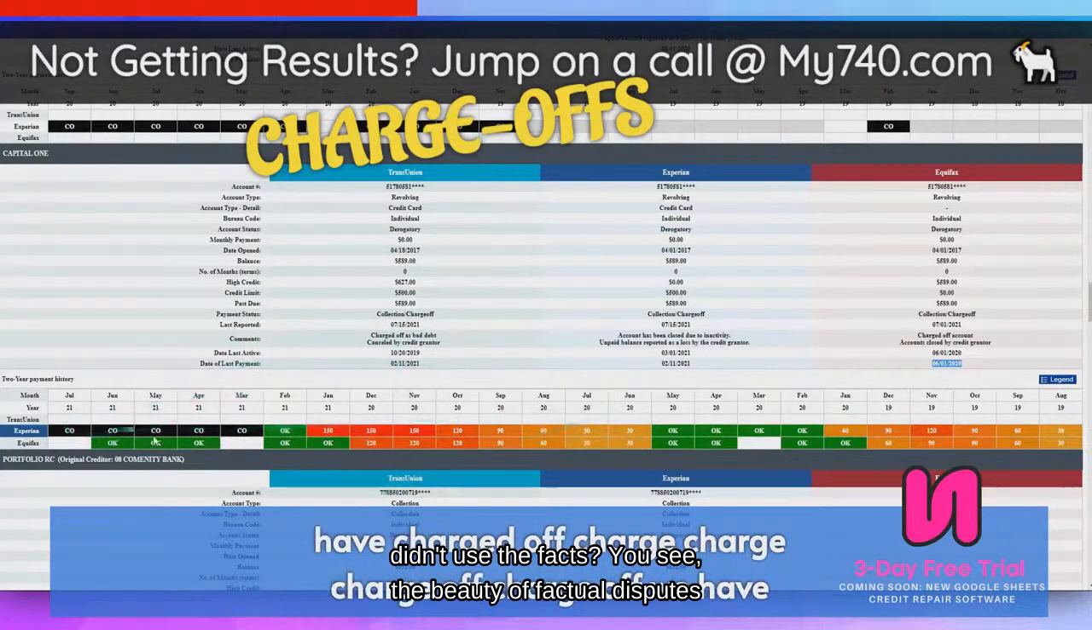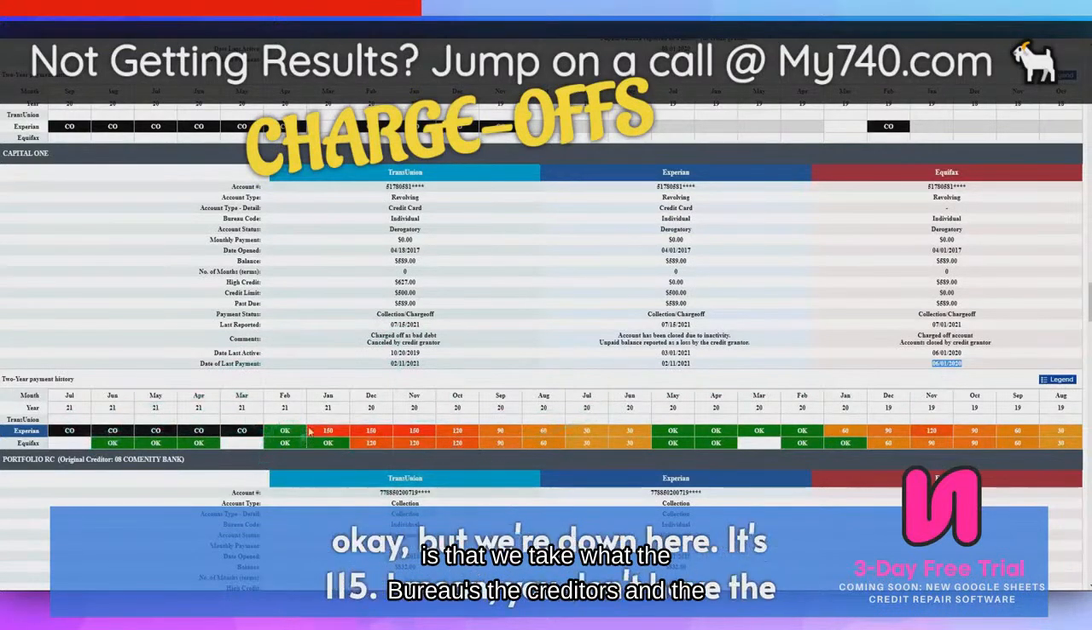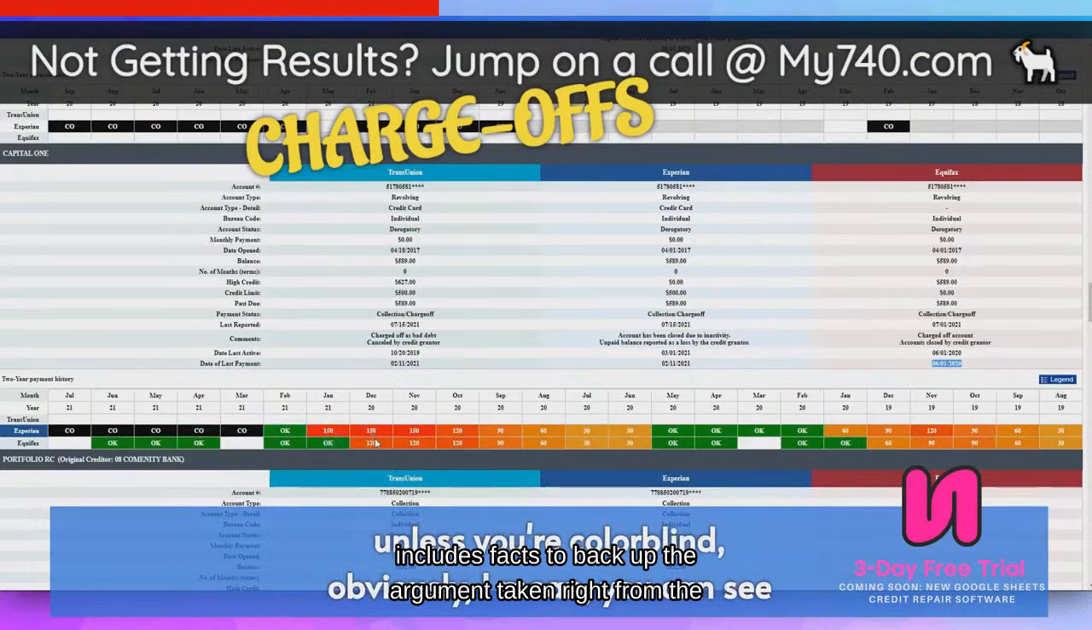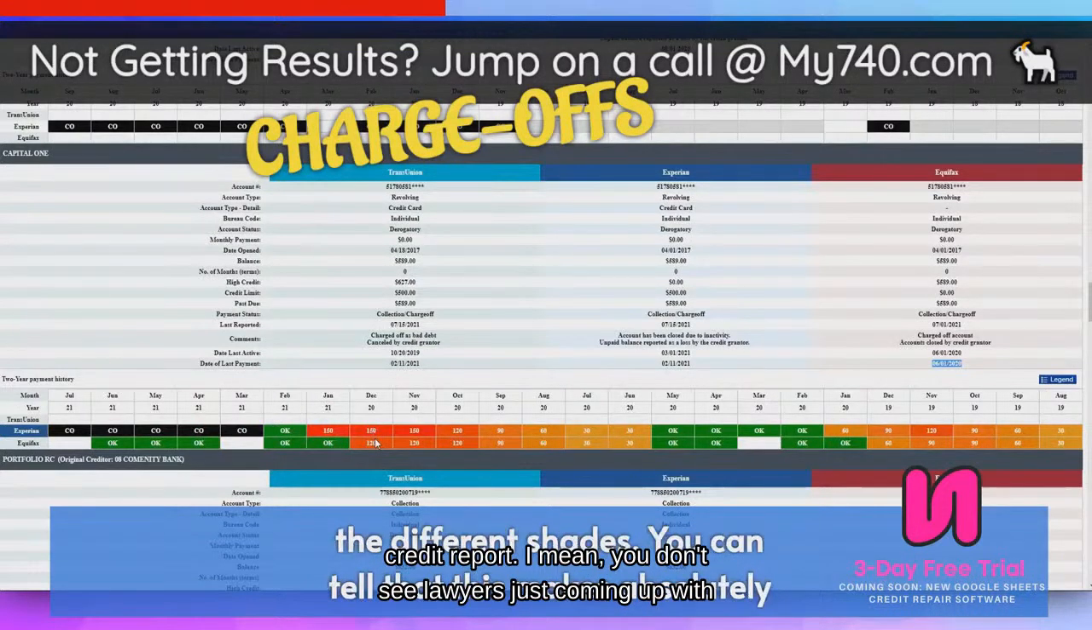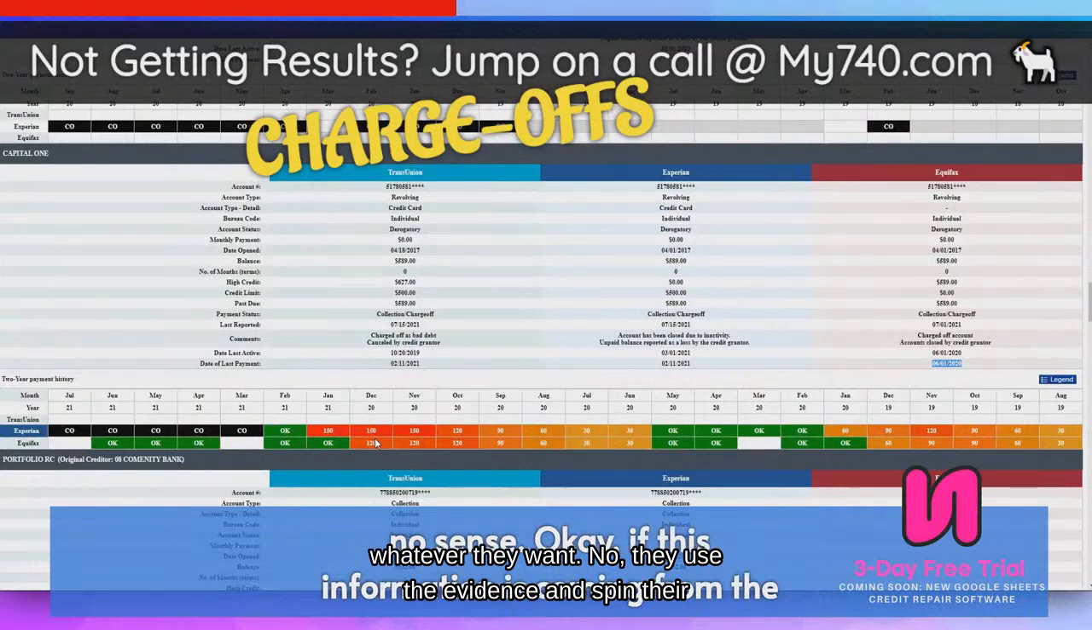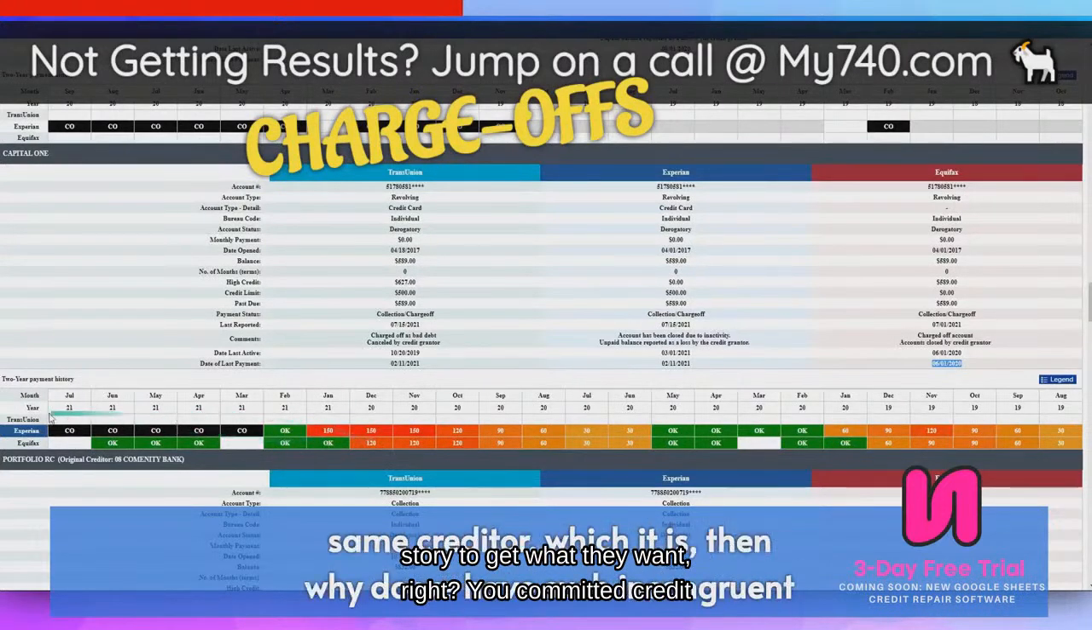Look at this. We have charge off, charge off, charge off, charge off, charge off. We have okay, but or down here, it's 150 and I mean, you don't have to, unless you're colorblind, obviously. I mean, you can see the different shades. You can tell that this makes absolutely no sense, okay? If this information is coming from the same creditor, which it is, then why do we have such incongruent information?